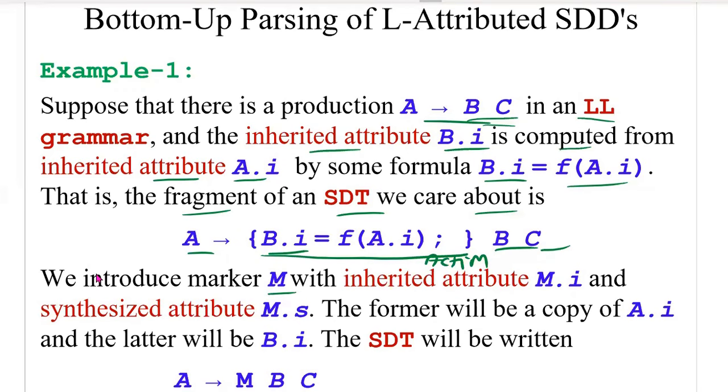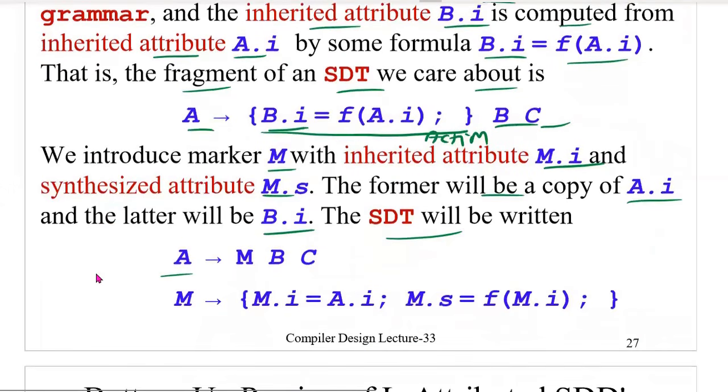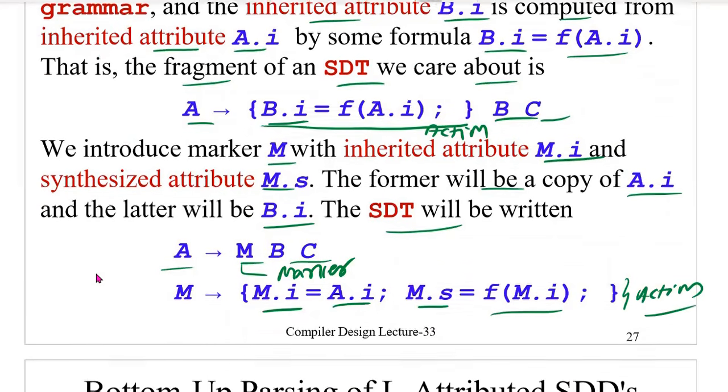Now we introduce marker M with inherited attribute M.i and synthesized attribute M.s. The former will be a copy of A.i and the latter will be B.i. The SDT now will be written as, now let us see. So A derives M B C, here M is the marker. Then M.i equal to A.i, then M.s equal to f of M.i. Now this SDT action is embedded here.